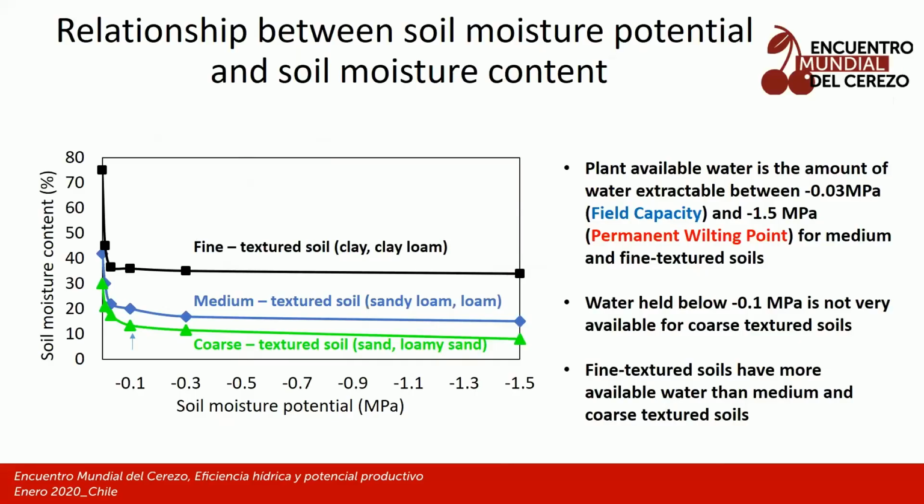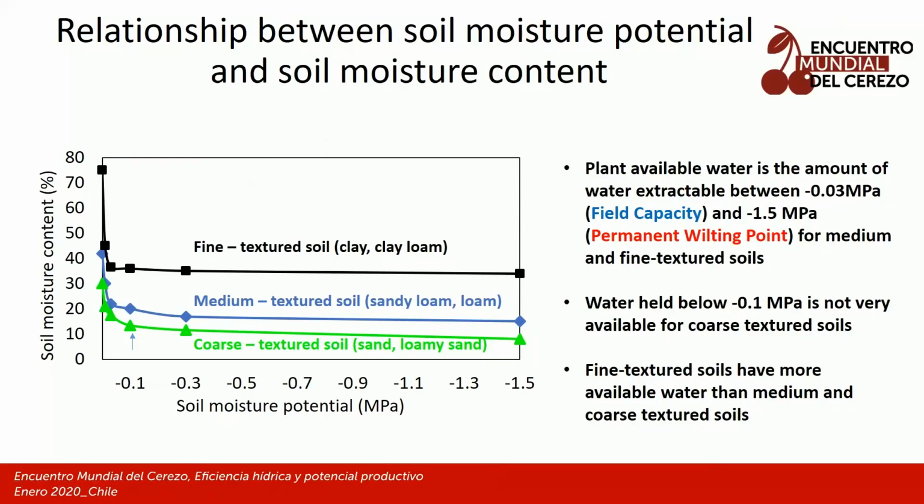The two types of measurement are related. Looking at the graph, we can see that at the same water potential, this is on the horizontal axis, different types of soils hold different amounts of water, or they have different water contents as measured on the vertical axis. This is important because plant roots can only access water between certain water potentials.